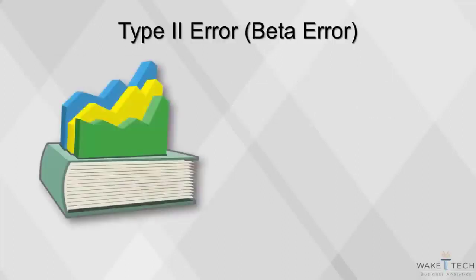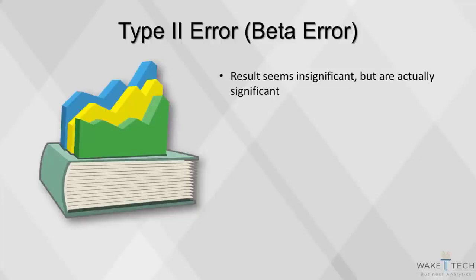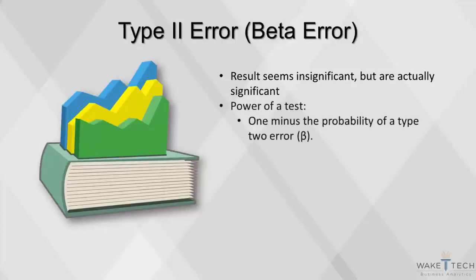On the other hand, a type 2 error occurs when results seem insignificant, but in fact there was something significant going on. Type 2 errors are like a false negative on a drug test. They occur when the alternative hypothesis is true, but there's not enough evidence in the sample to reject the null hypothesis. This type of error is traditionally considered less important than a type 1 error, but it can lead to serious consequences in real situations. The power of a test is 1 minus the probability of a type 2 error. It is the probability of rejecting the null hypothesis when the alternative hypothesis is true.